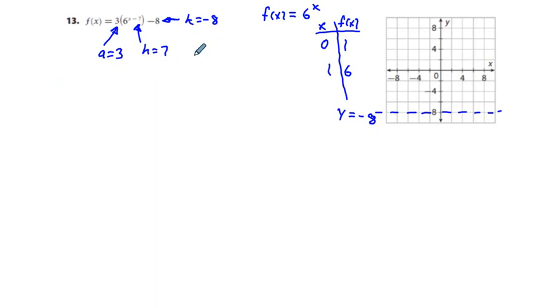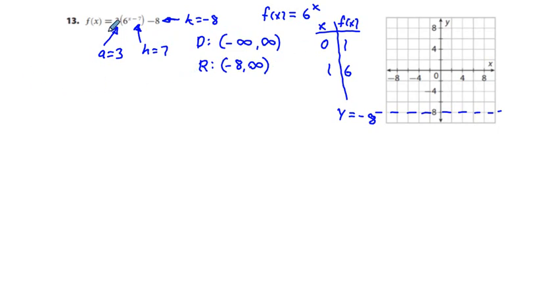Let's talk about domain and range first. I'm going to write this over here. The domain is going to be all real numbers, greater than negative infinity, less than infinity. Our range is going to be greater than k, which is -8, but less than positive infinity. So that's our domain and range.